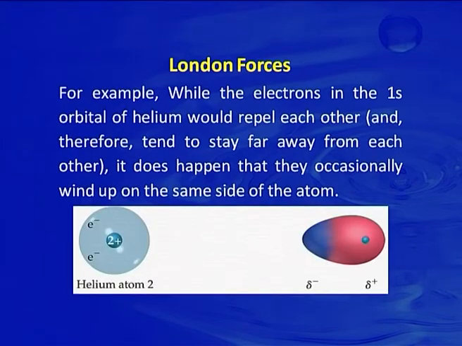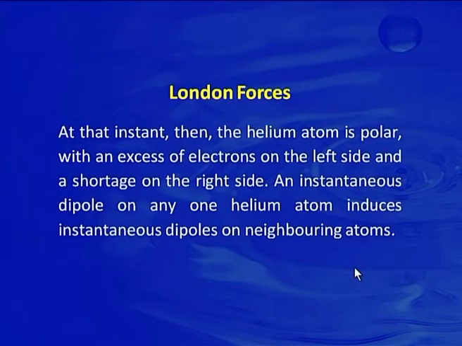From this picture, it is clear that in a helium atom, where the 2 electrons come to one side, they create a partial negative charge, and the other side creates a partial positive charge. At that instant, the helium atom is polar, with an excess of electrons on the left side and a shortage on the right side.